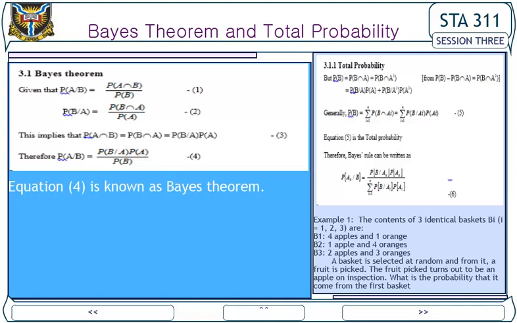Example 1. The contents of 3 identical baskets, Bi, i equals 1, 2, 3, are: B1, 4 apples and 1 orange; B2, 1 apple and 4 oranges; B3, 2 apples and 3 oranges. A basket is selected at random and from it a fruit is picked. The fruit picked turns out to be an apple on inspection. What is the probability that it comes from the first basket?